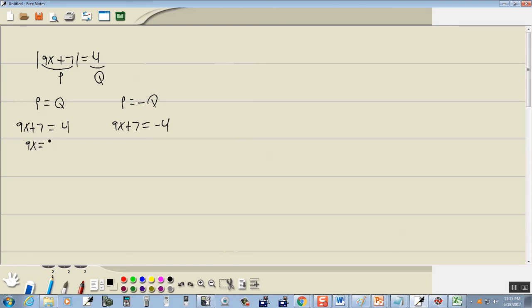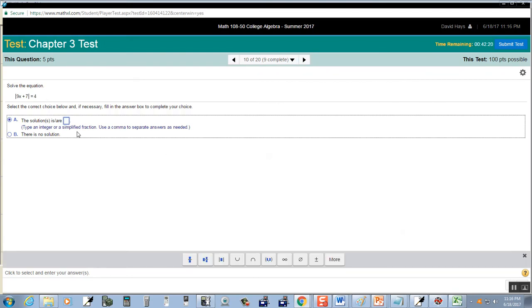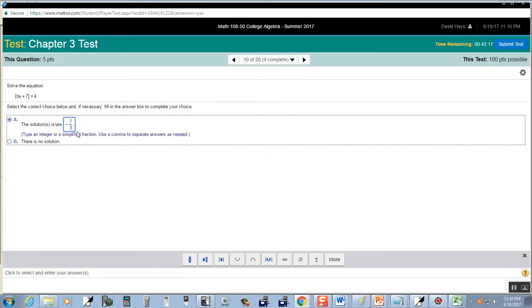So here I'll take 7 over to the right side, becomes a negative 7. So we got 9x equal negative 3. Divide both sides by 9. And we got x is equal to negative 1/3. Now here take the 7 over, becomes a negative 7. Negative 4, negative 7 is negative 11. And divide both sides by 9, and we get negative 11/9. So negative 1/3 and negative 11/9.